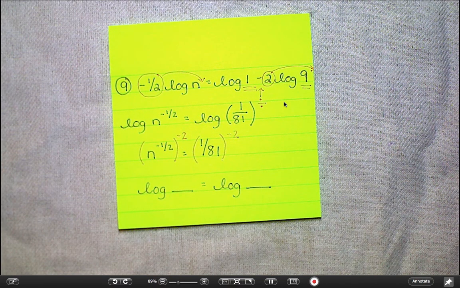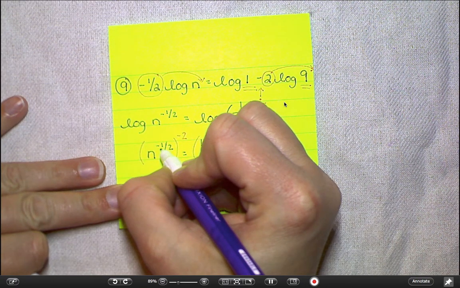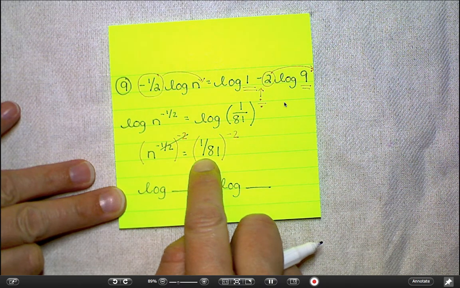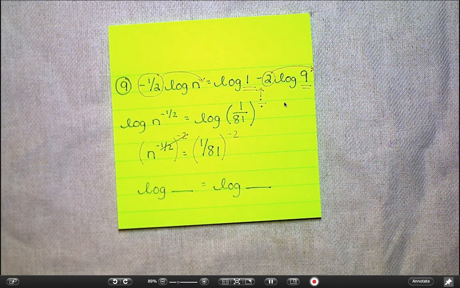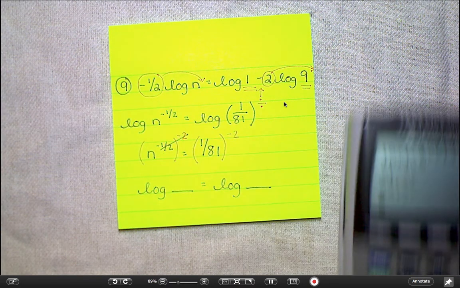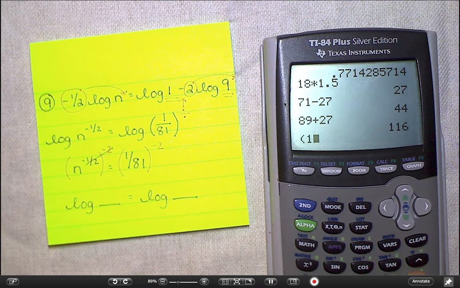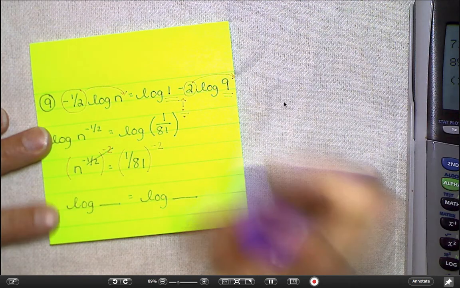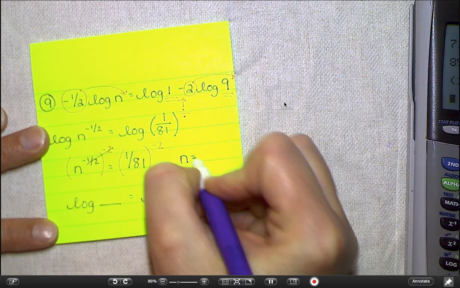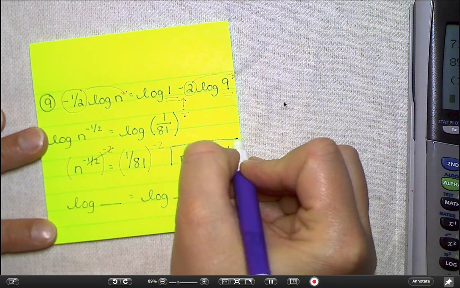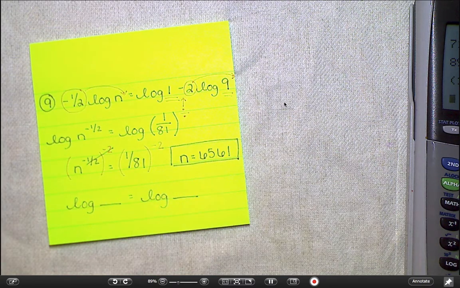Okay. So over here on the left, the negative 1/2 and the 2 are going to cancel. Here, I know that negative is going to flip this over and make it just a regular 81. Unfortunately, I don't know what 81 squared is off the top of my head. So I'm going to go ahead and just type this whole thing in. I'm going to go 1/81 to the power of negative 2. And I end up with 6561. Okay, and there's your answer for number 9.